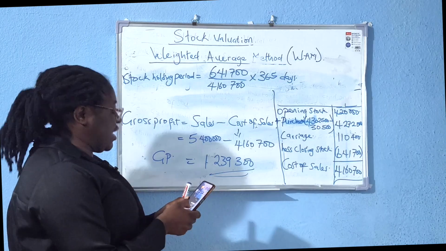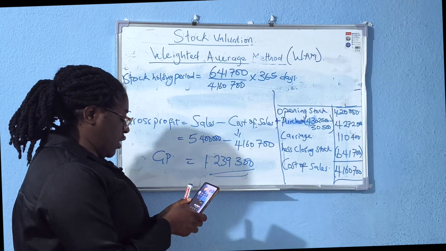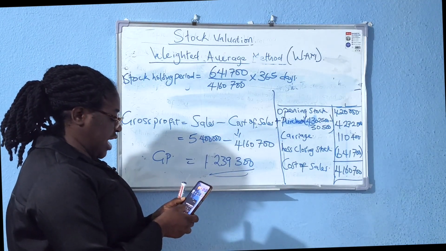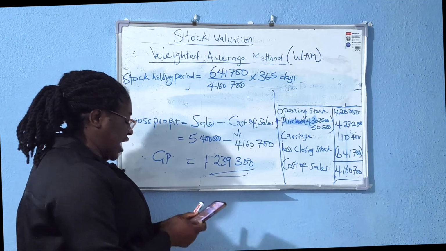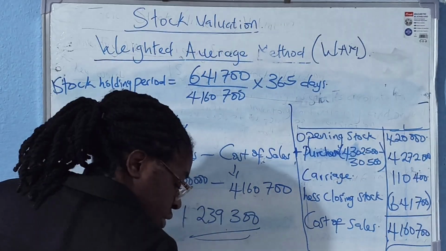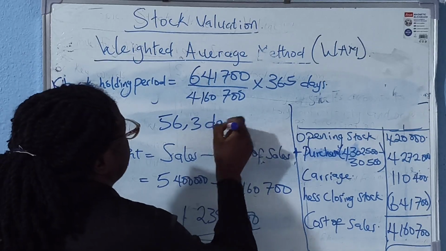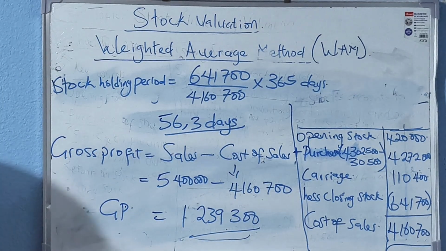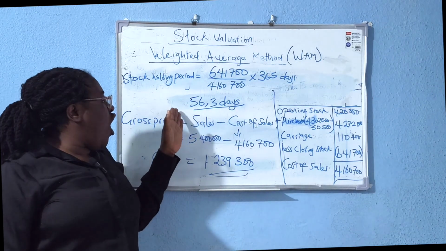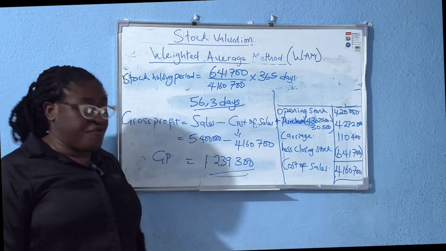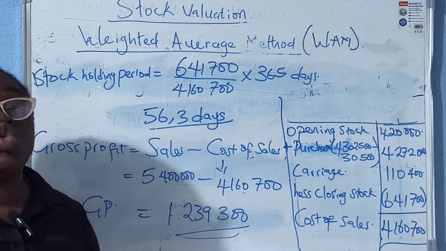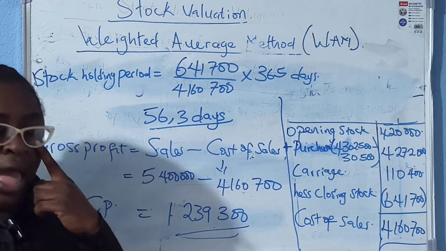All right, when we compute this, we have to get 641,700 divided by 4,160,700 times 365 days, and that gives me 56.3 days. And that is my stock holding period. It means the closing stock of this business will stay in the business for 56.3 days before we can sell it out.